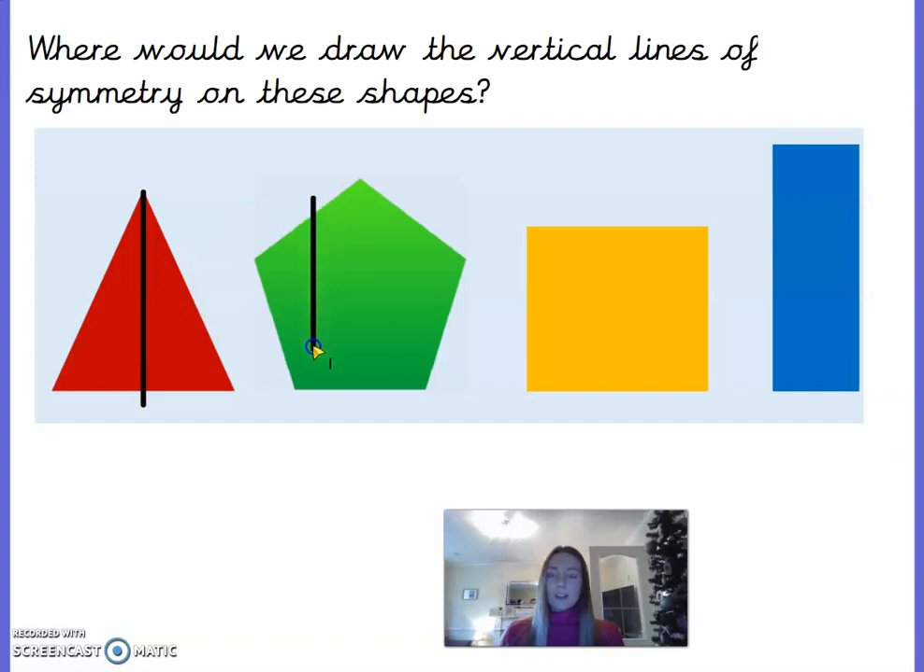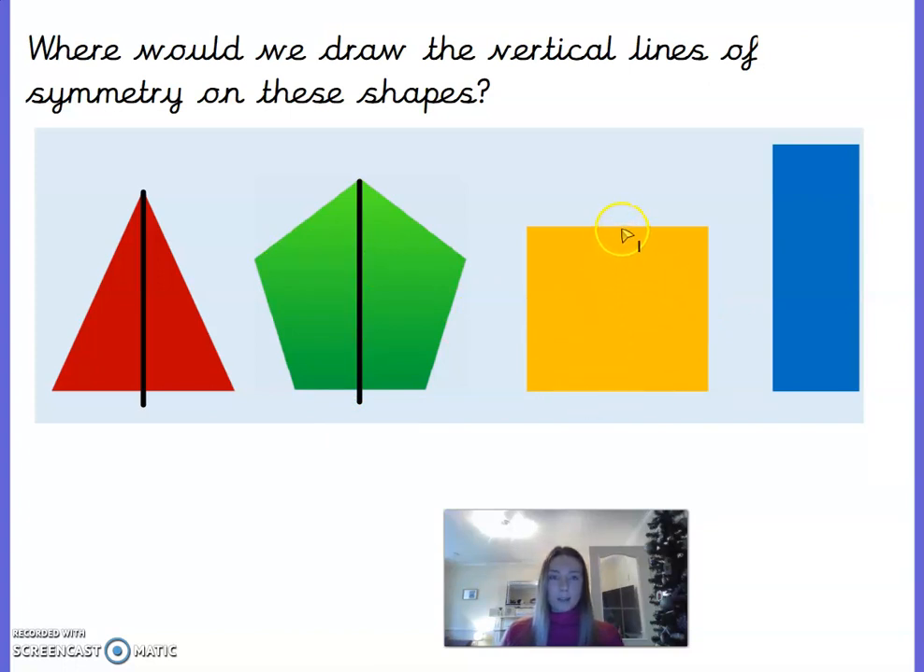Would it be fair if I drew my vertical line of symmetry on my pentagon here? Why not? Is it the same on both sides? No, it's not the same on both sides. And we know if something's symmetrical, it needs to be the same. So I need to put it down the middle of my pentagon, and I can see it's exactly the same on both sides.